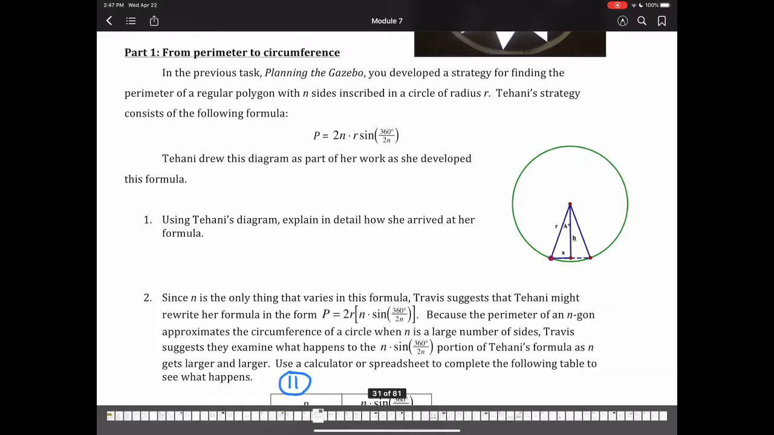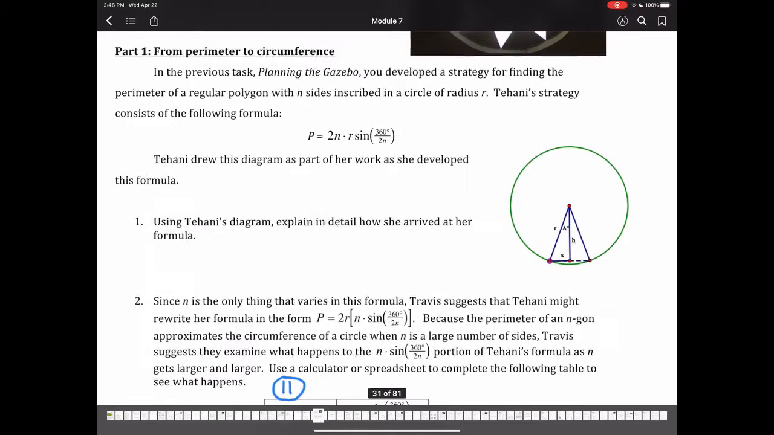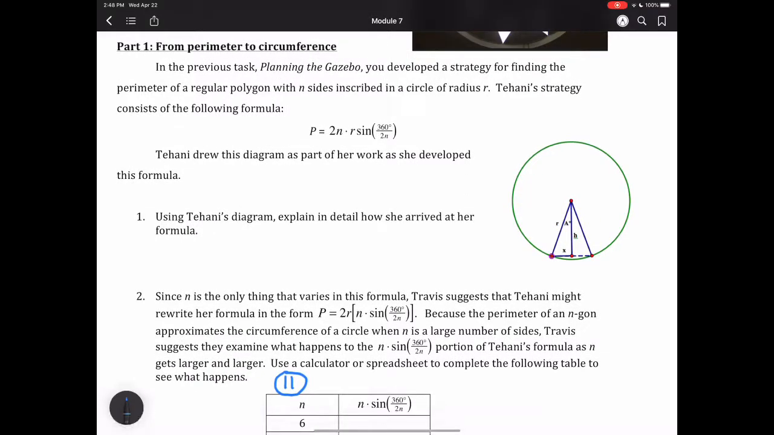So I'm going to verbalize this and you can go ahead and write it down. What Tehani did is she first found angle A by knowing that it is 360 divided by 2n. Okay, so she knows that, let me get my pen out here, angle A is equal to 360 degrees divided by 2 times the number of sides.